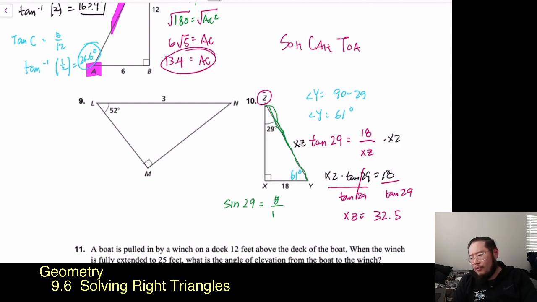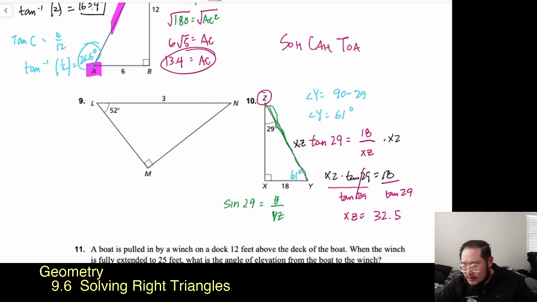Now, is there more than one way for us to solve this problem? Yes, I could have used angle 61, angle Y, and I would have adjacent and hypotenuse and use cosine there. So there is more than one way for us to solve the problem. All right, so knowing that, I am choosing just one of the several. And so let's go ahead and get YZ by itself.